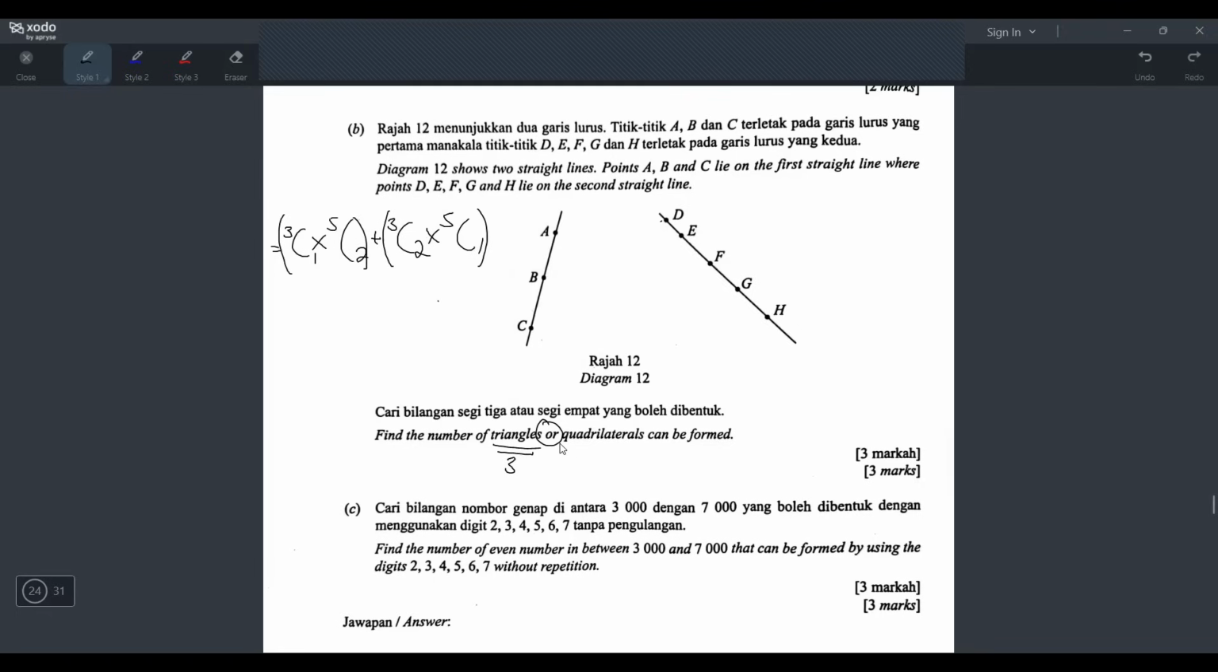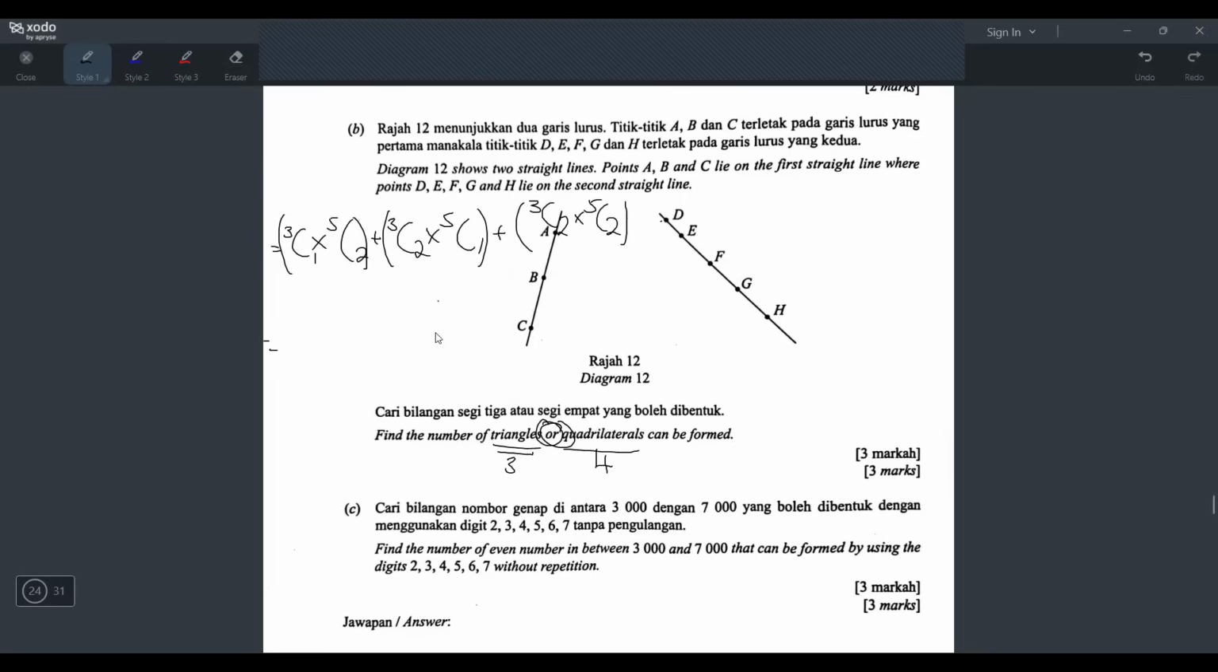But there's another one, which is quadrilaterals. It means you have to plus with the number of ways to form quadrilaterals. For quadrilateral, from the first line you will choose 2 points, which is 3C2, and the other one it will be 1, 2, 3, 4, 5, which is 5C2. Because a quadrilateral consists of 4 vertices, it means definitely from the first line you have to choose any 2 points, and then from the second line you have to choose any 2 points also. Now you will plus everything.